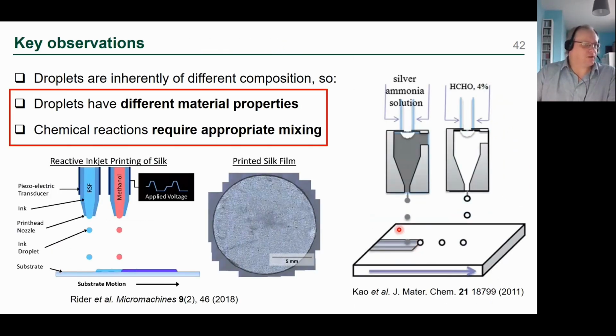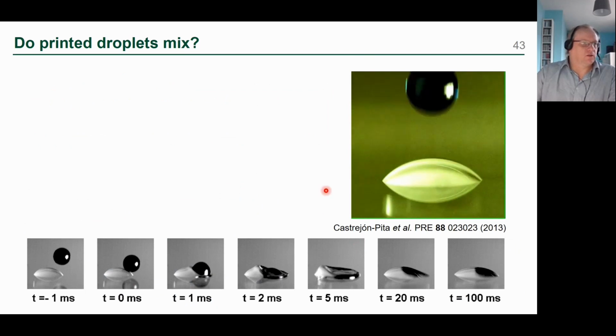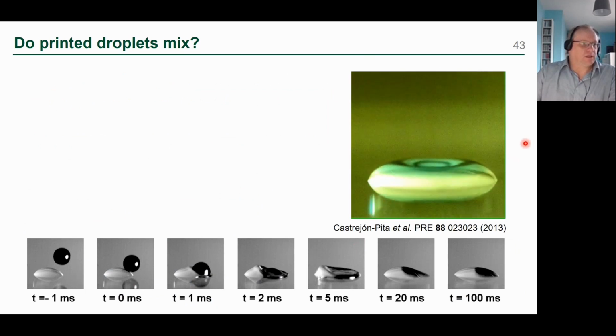So a key feature of this kind of printing is that the droplets have different material properties and they involve chemical reactions which require appropriate mixing. So what Tom was looking at was the mixing of droplets as they coalesce. So do printed droplets mix then?